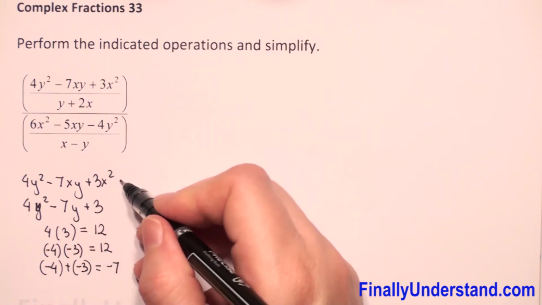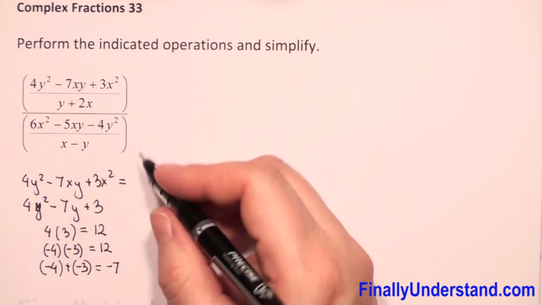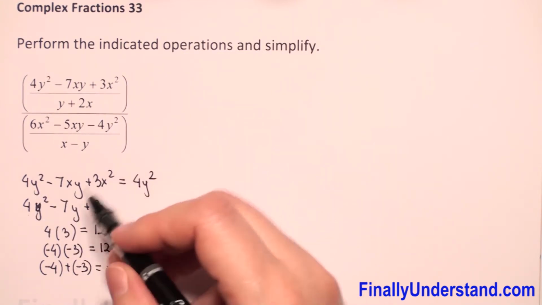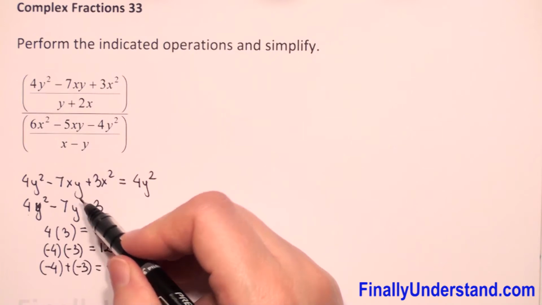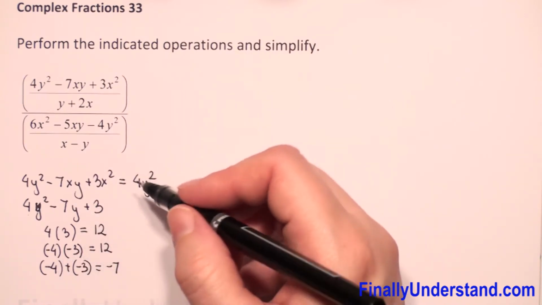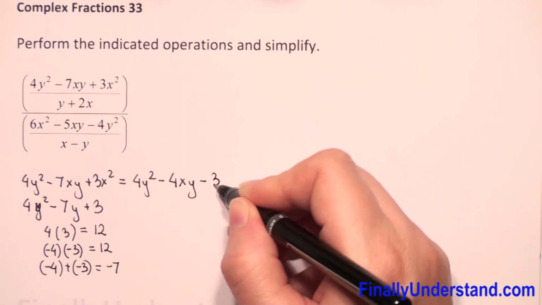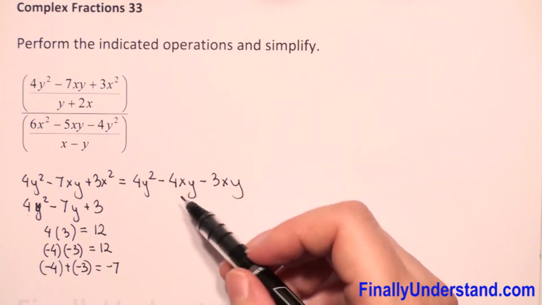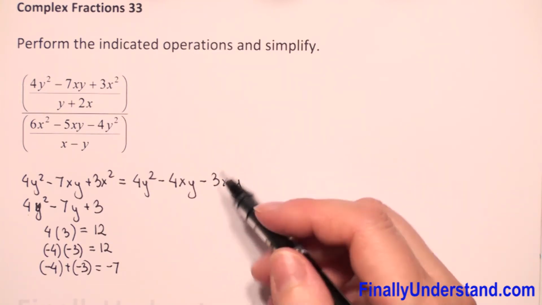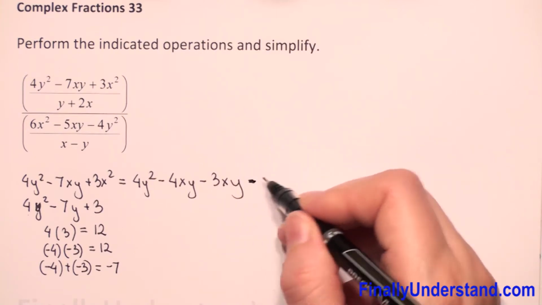So now we come back to our expression. 4y squared we have to copy, and negative 7xy we will rewrite by using these two numbers which we found. So it will be negative 4xy and negative 3xy. It is still negative 7xy. I didn't change anything, I just rewrote it.